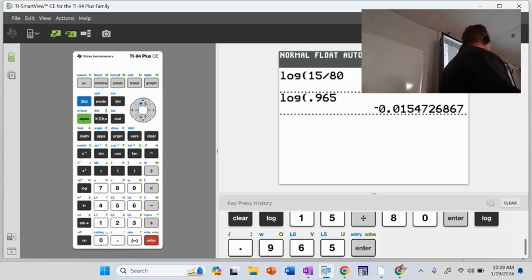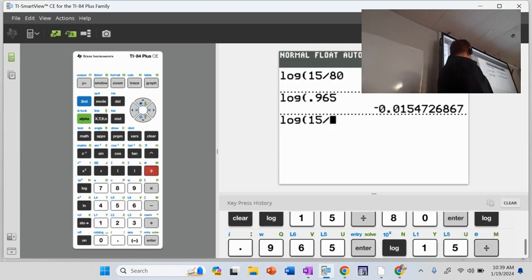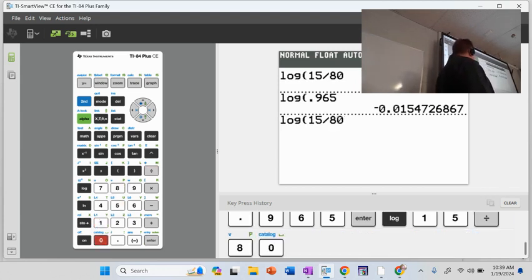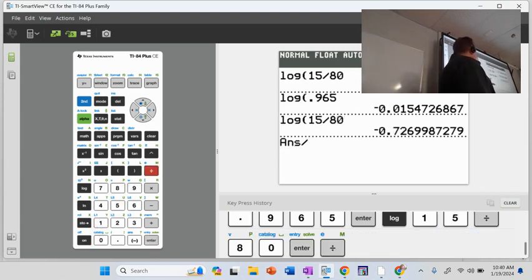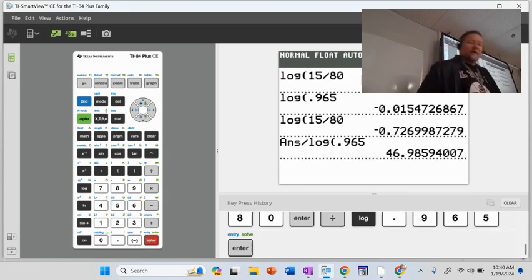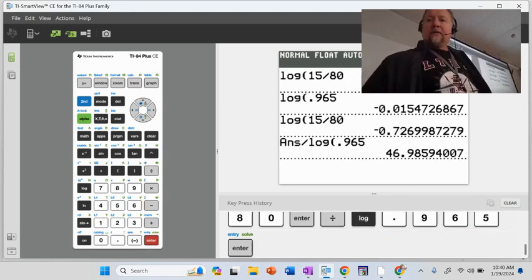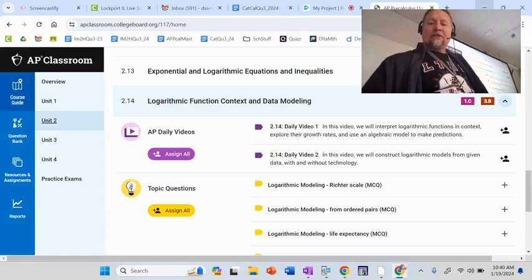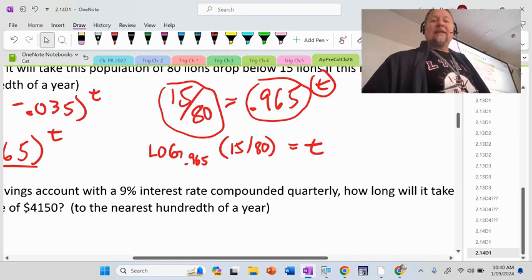All right? I didn't hit divide. Log 15 divided by 80. Enter, divided by answer log 0.965. Enter, and then 46.98. And is that the answer? Oh, the pen just deactivated. Oh my gosh. That is the answer.